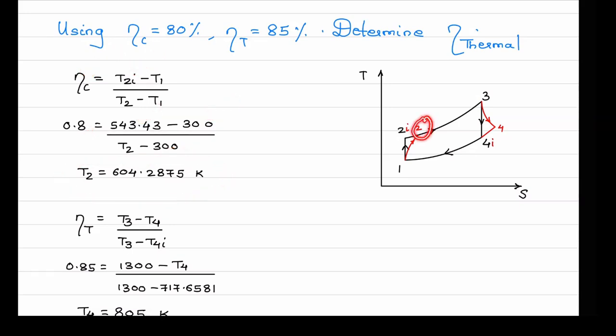In the same way, for 3 to 4i, we had already found 4i. Now we want to find 4. So I can write the turbine efficiency: smaller height T3 minus T4 upon larger height T3 minus T4i. So T3 minus T4 upon T3 minus T4i, we know T3, we know T4i, so we can find T4.